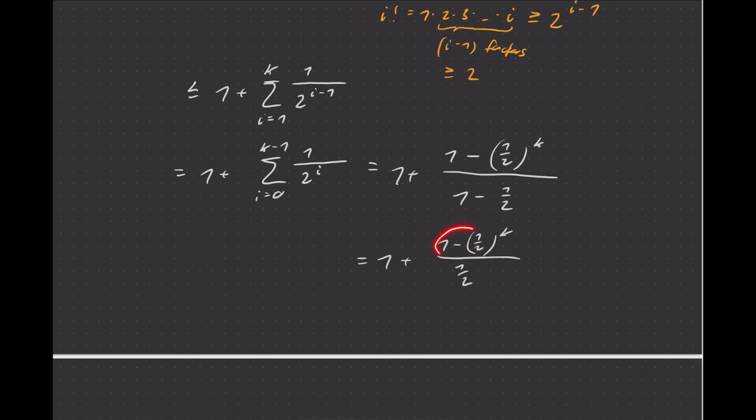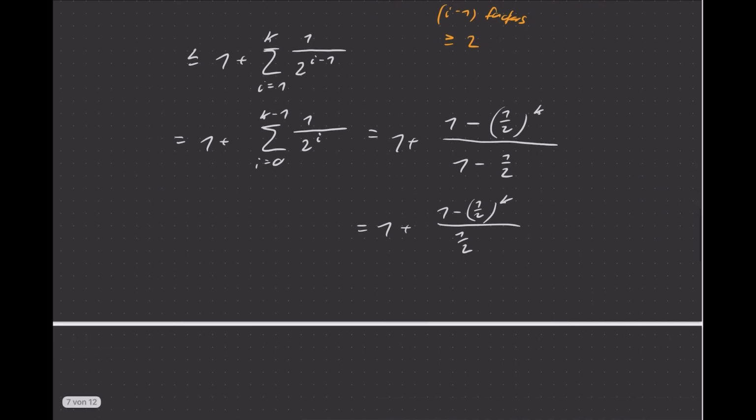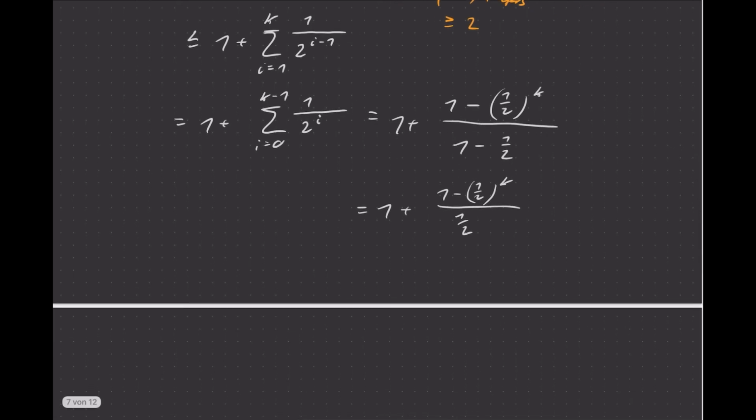And this here is sure to be greater or equal to 1/2, sorry. So what we get is 1 plus something that is at least 2 for large enough k. So this is bounded by 3. The worst thing that could happen in terms of boundedness is this factor here just vanishes, and then we get 1 plus 2, and that's 3.